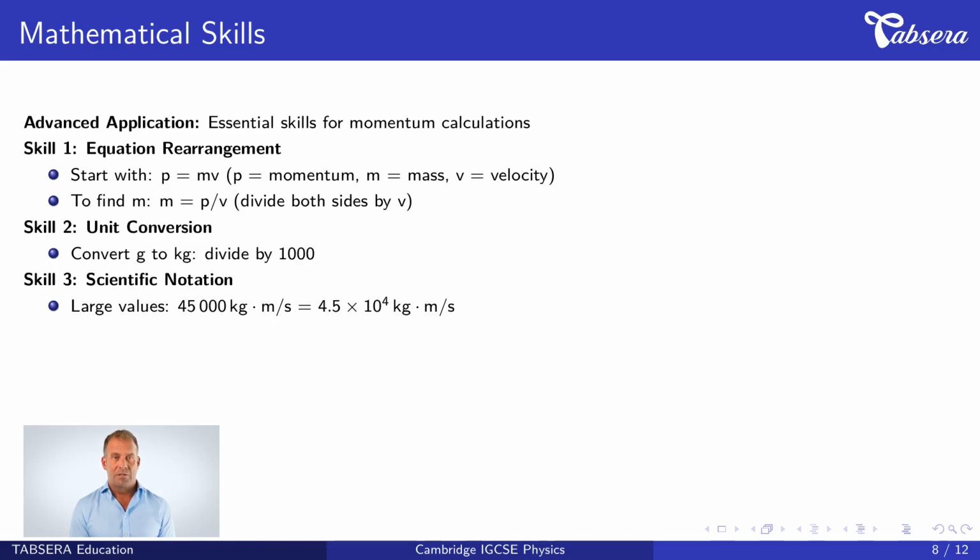Second, unit conversion. To convert from grams to kilograms, we divide by 1,000, so 1,000 grams equals 1 kilogram. This ensures consistent SI units throughout calculations. Third, scientific notation. Large momentum values like 45,000 kilogram meters per second become 4.5 times 10 to the fourth kilogram meters per second. This notation simplifies calculations and maintains appropriate significant figures.